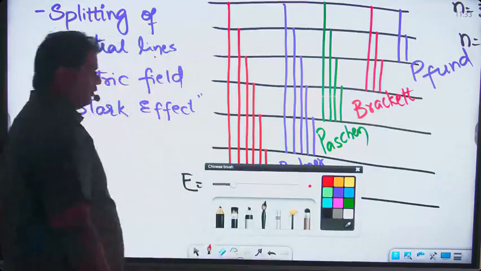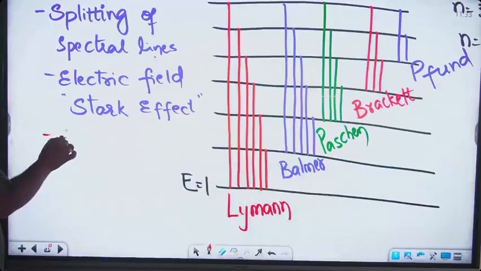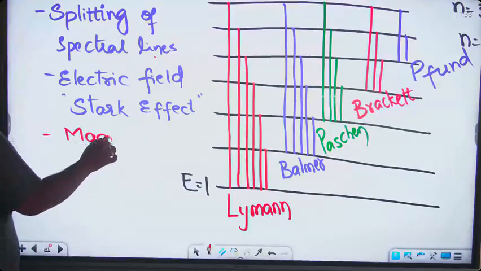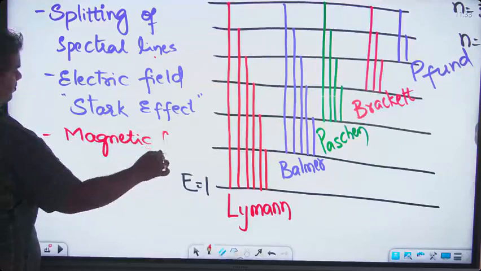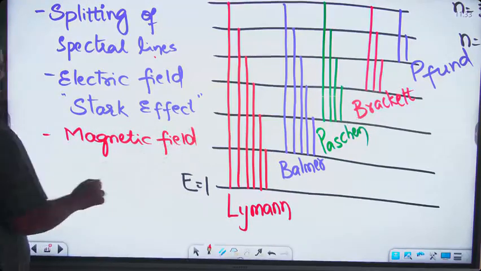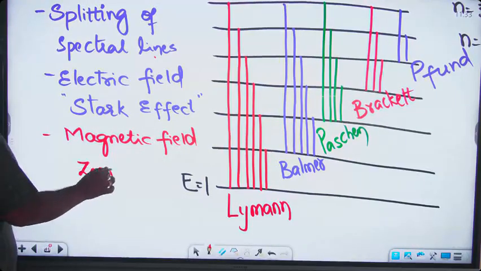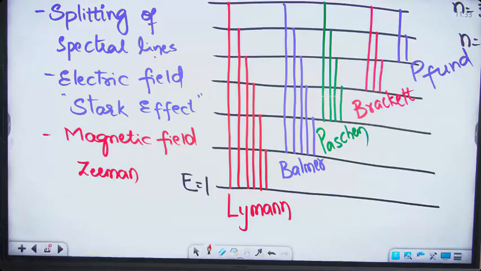And the splitting of spectral lines in the presence of a magnetic field is known as the Zeeman effect. The splitting of spectral lines in the presence of an electric field and in the presence of a magnetic field is known as the Stark effect and the Zeeman effect respectively.